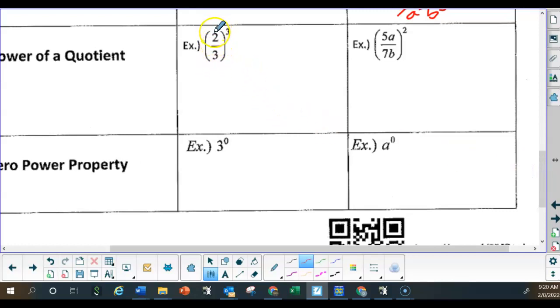Just because it's in quotient form doesn't mean that each one gets the 3 distributed to it. So this is equal to 2 to the 3rd over 3 to the 3rd. We could do those. 2 to the 3rd is going to be equal to 8. 3 to the 3rd is going to be equal to 27.